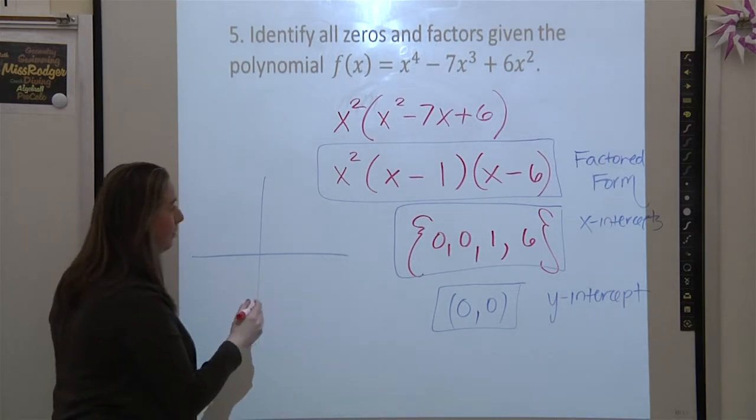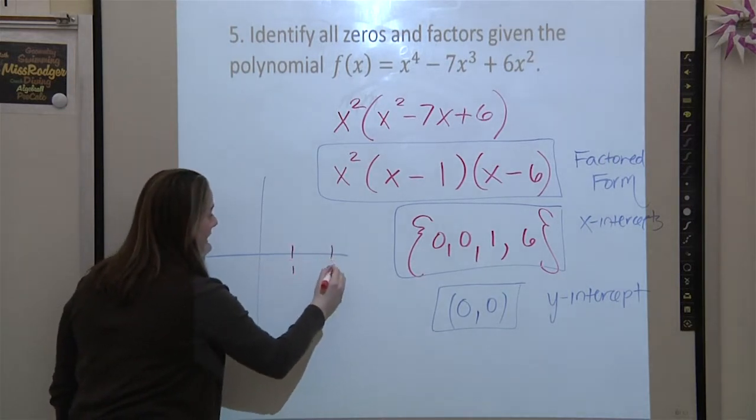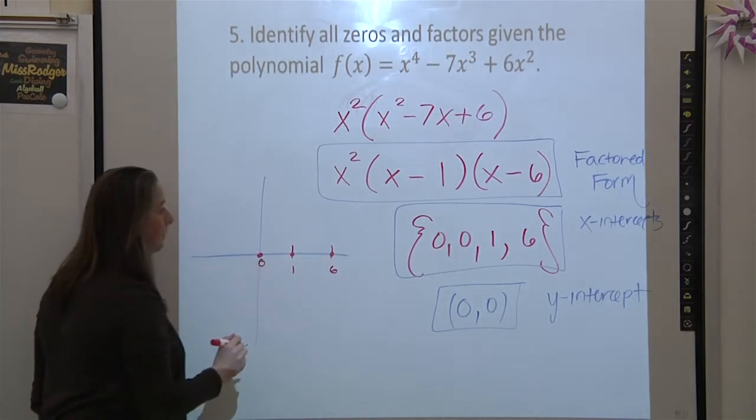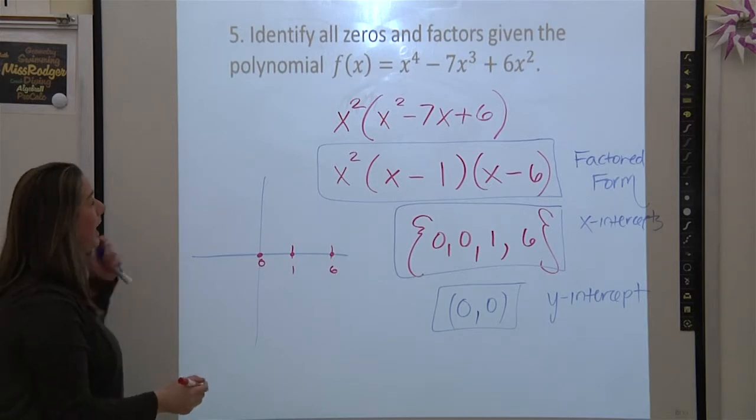Let's label all the key points. We have 1 and 6. We have 0, 0 as the y-intercept. And a 0, x to the 4th.